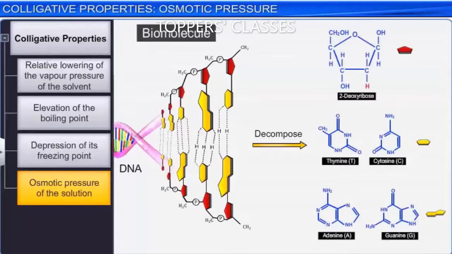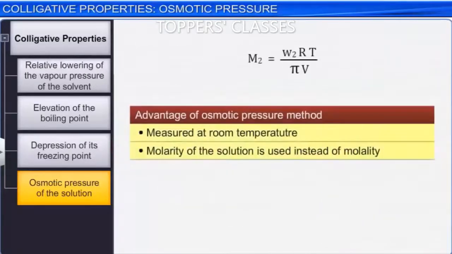This method has the advantage over other methods as osmotic pressure is measured around room temperature and the molarity of the solution is used instead of its molality.